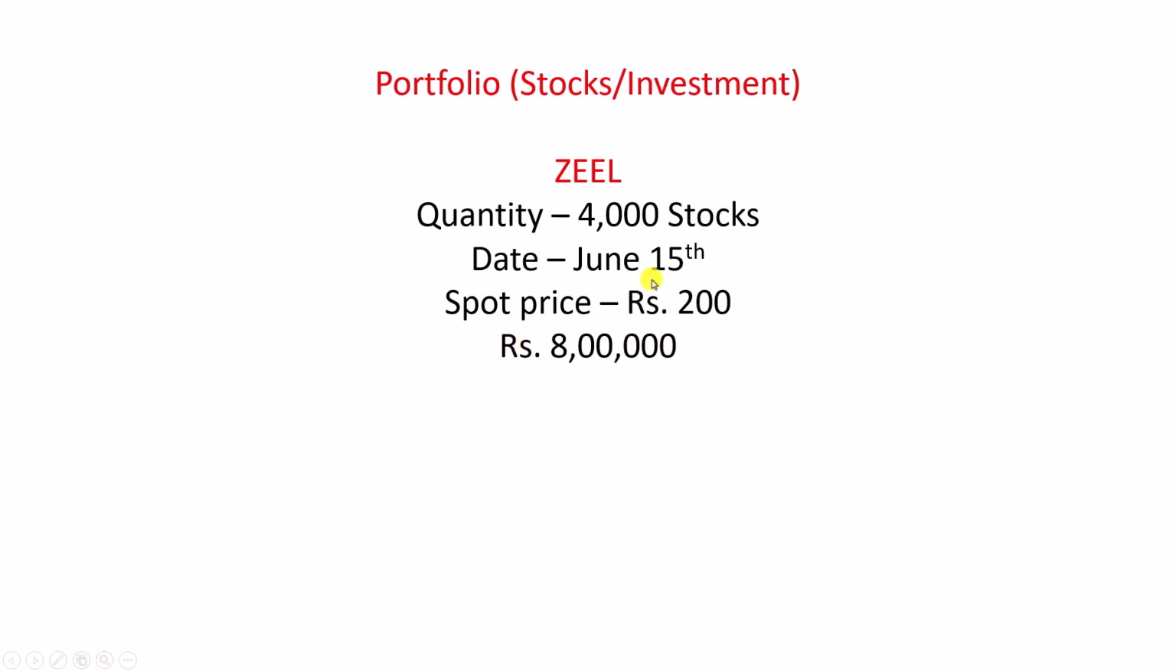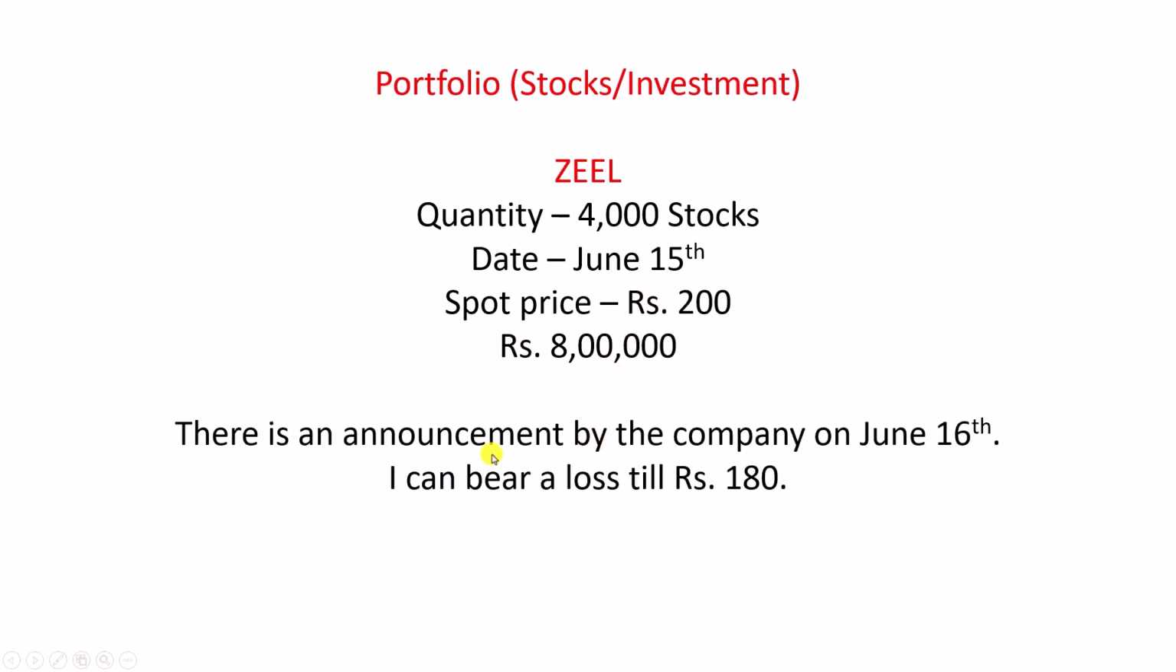Now, today the date is 15th. There is an announcement by the company about their profit and loss tomorrow. According to my analysis, I have a feeling that the announcement will be bad, and so I feel that the price of the stock will go down. This is my feeling. I might be wrong. The announcement may be good and the stock price may go up. We do not know. What I feel is it will go down.